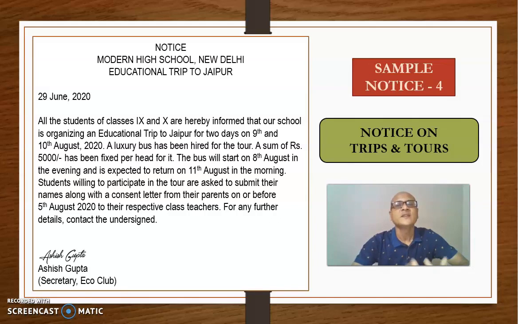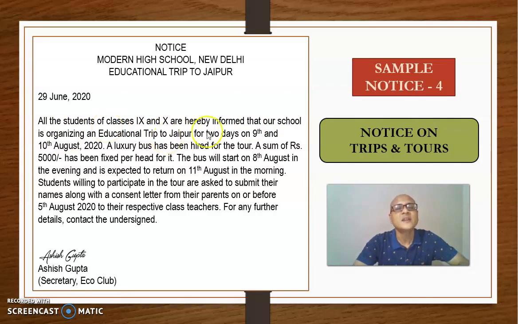So, here is sample notice number 4, which is all about an educational trip to Jaipur. This notice is issued by the Secretary of Eco Club of Modern High School, New Delhi. Now, I'm going to read out this particular notice. All the students of classes 9 and 10 are hereby informed that our school is organizing an educational trip to Jaipur for 2 days on 9th and 10th August 2020.